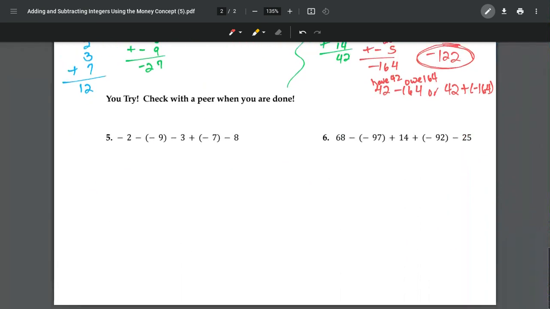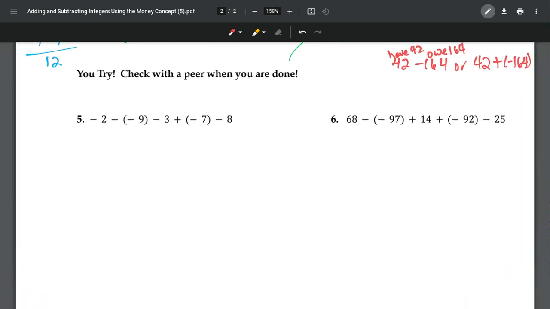All right, you're going to pause the video and try 5 and 6. And then after you try 5 and 6, I need you to check it with somebody that you're sitting with. See if you have the same thing. And then you all unpause the video and see if you actually got it right.